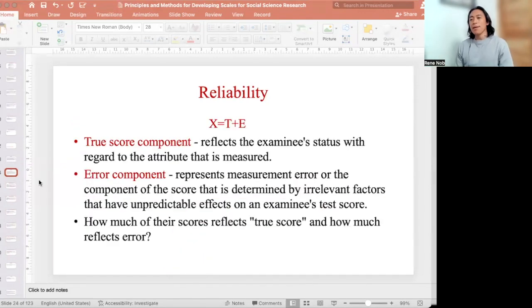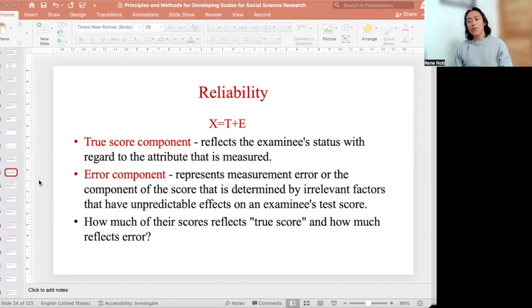So in summary, the true score component reflects the examinee's status with regard to the attribute that is actually measured, while the error component represents measurement error, or the component of the score that is determined by irrelevant factors that have unpredictable effects on the examinee's test score. Right? So the question is, in our hypothetical example, we used a score of 25.